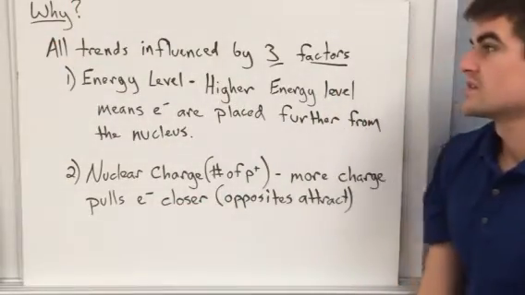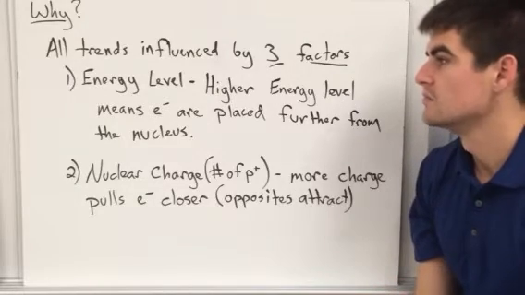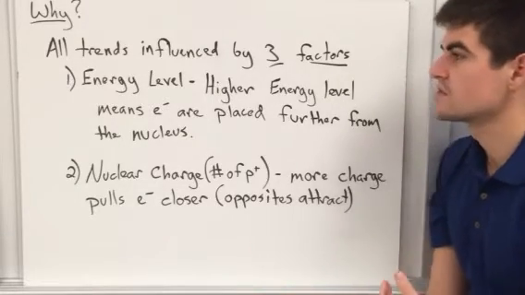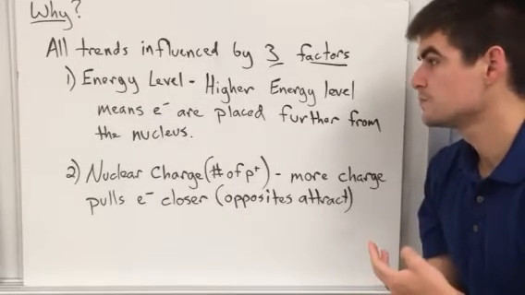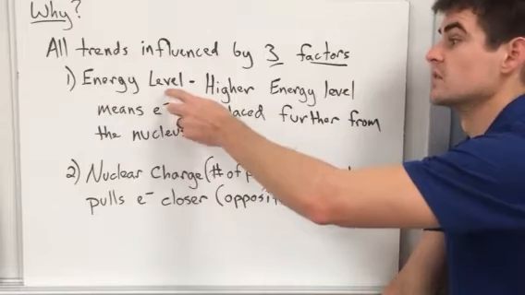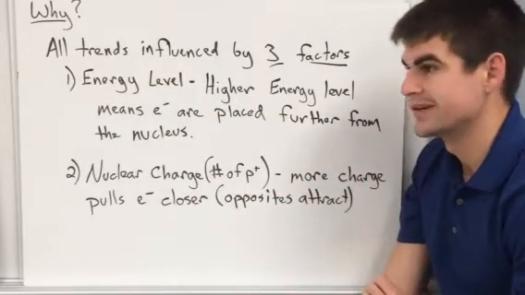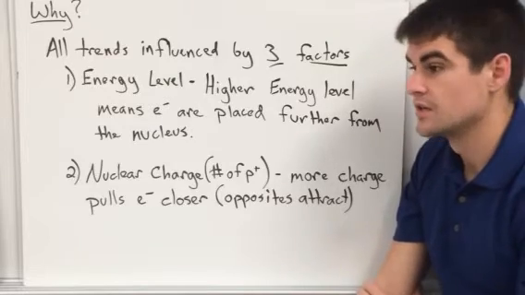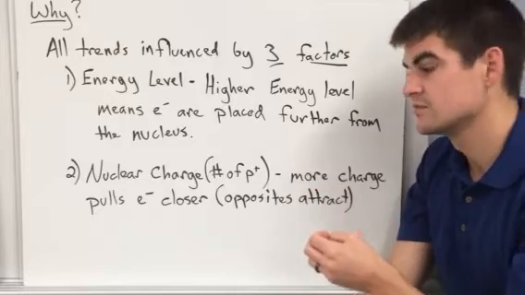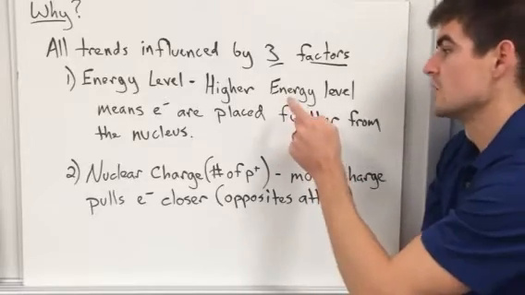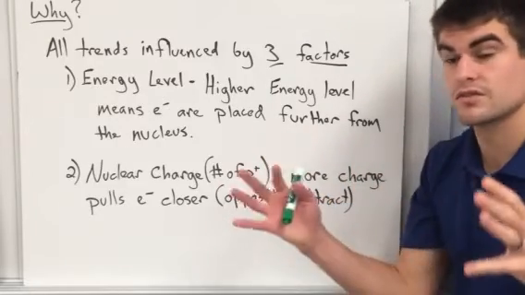The other big point of this is you need to know why these trends occur. So not just that they occur. It's an honors class. You need to understand why. So all of these trends are influenced by 3 factors. The first is energy level, or what circle are you in if we're talking the Bohr model, or if we're talking quantum mechanical, what's your principal quantum number? Is it 1 and you're super close to the nucleus, or is it 5 and you're further away? So higher energy levels means the electrons are placed further from the nucleus.